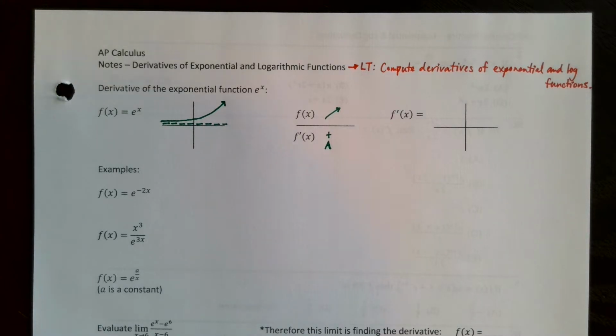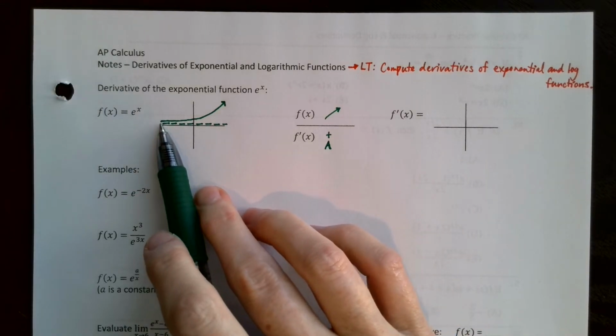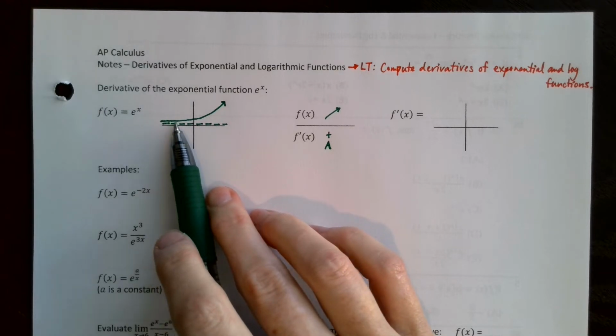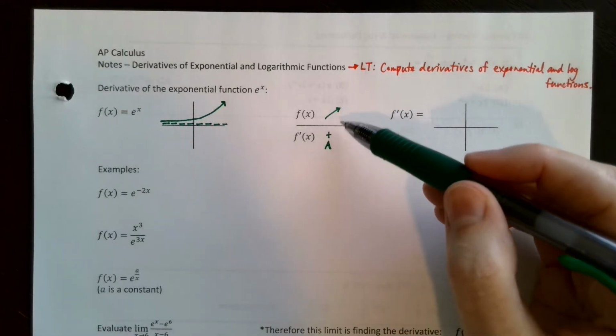I want to start with the exponential function e to the x. And I think the most powerful way to introduce the derivative is actually to look at the graph analysis of it. So we know that the exponential function starts very close to the x-axis and increases very quickly as it passes through the first quadrant. So it creates a very simple sign chart for us.